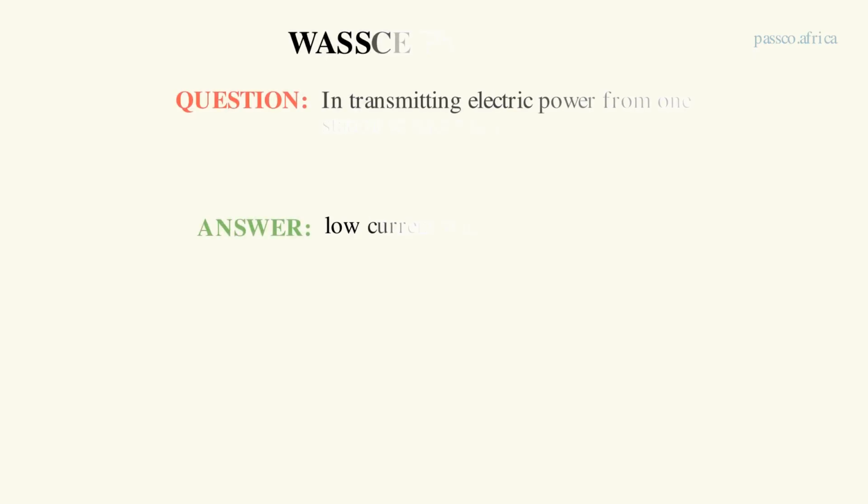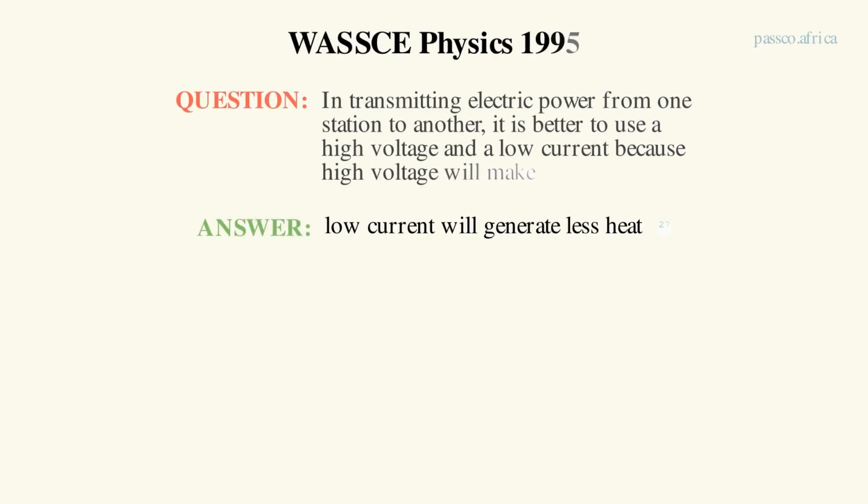Welcome to Passco Africa. Here is the question. In transmitting electric power from one station to another, it is better to use a high voltage and a low current because high voltage will make. Now, try it yourself.